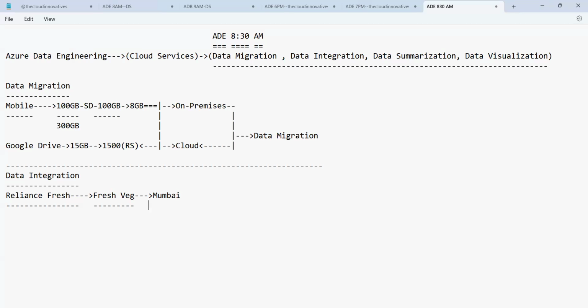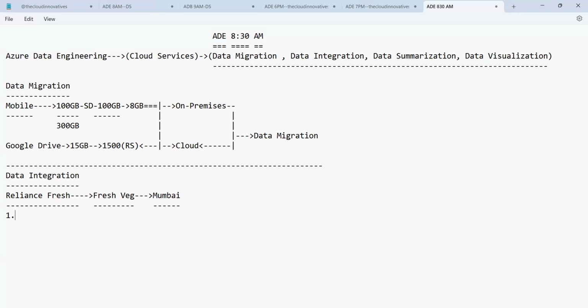Reliance Fresh Mumbai. So here we have the Reliance Fresh storage in Mumbai, where they are into the sale of fresh vegetables. Am I right? Now let us say the following are the vegetables we have. The first vegetable, you can see it.